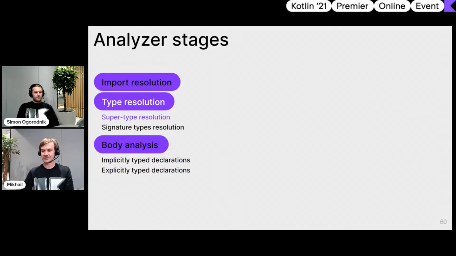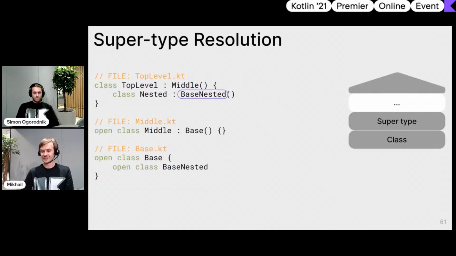Now let's consider type resolution stages a bit more attentively. About supertype resolution. This stage is specific because it can perform so-called jumps from one file to another. Let's consider an example. Here we want to resolve base nested name. It's a supertype of nested class.